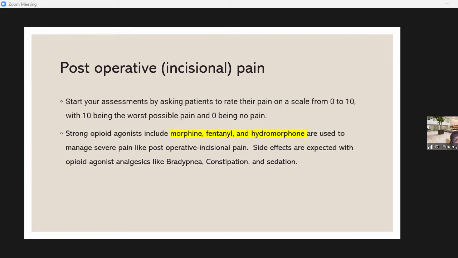If patient rates his or her pain at level 3, then you can give acetaminophen or NSAIDs if patient doesn't have bleeding. But if patient rates pain level at 9 or 10, then you give your patient opioids like morphine, like fentanyl, like hydrocodone.